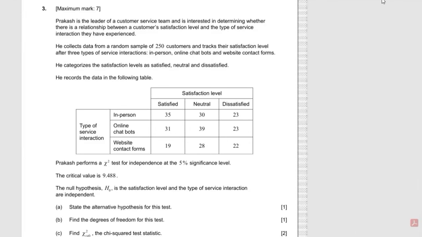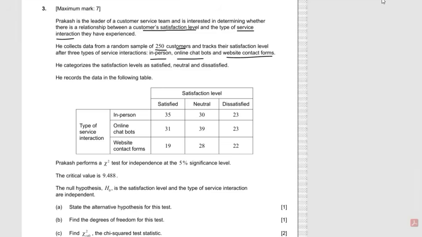Question 3. It's a 7-mark question. Prakash is the leader of a customer service team and is interested in determining whether there is a relationship between a customer's satisfaction level and the type of service interaction they have experienced. He collects data from a random sample of 250 customers and tracks their satisfaction level after 3 types of service interactions: in person, online chatbots, and website contact forms. He categorizes the satisfaction level as satisfied, neutral, and dissatisfied.